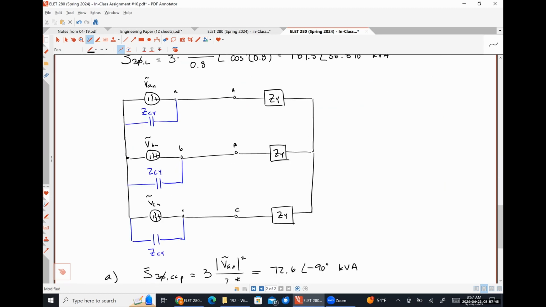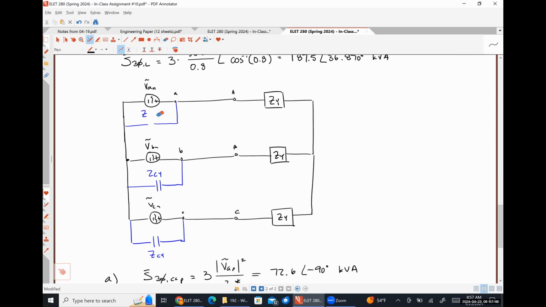So now let's work on the delta configuration stuff. So I'm going to erase these Y connected capacitors.